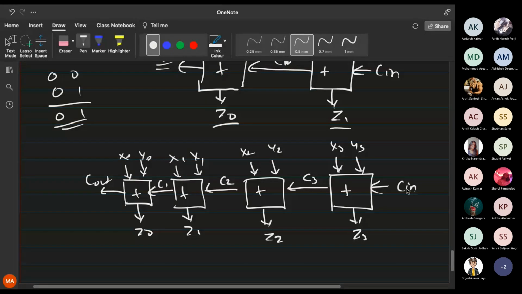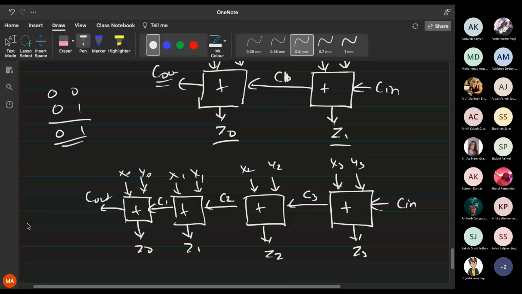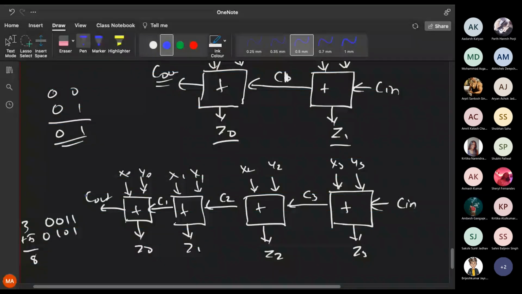If I want to do 3 plus 5, which is nothing but 8, 3 is 0011 and 5 is 0101. So what will I do? Just look closely. This 1 and this 1 I'll pass over here. This is the 1 for the 3 and this is the 1 for the 5. And in the carry-in I'll take 0 by default.